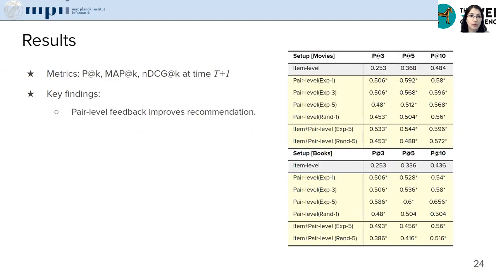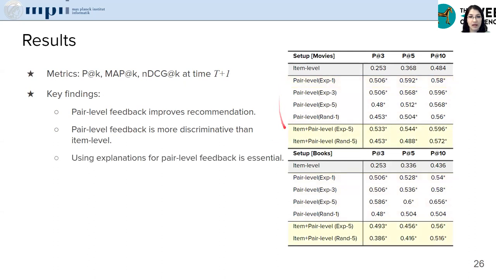We compared the performance of different configurations using three different metrics. However, here we present only the values of precision at K because the trends were similar for other metrics. According to this table, the most salient observation for both domains is that including pair level feedback, which corresponds to all the rows highlighted in yellow, results in substantial improvement over the baseline where we consider only item level feedback. The next interesting finding is that when the size of the item level and pair level feedback is the same, incorporating only pair level feedback leads to a higher gain in recommendation performance. So this shows that pair level feedback is more discriminative than item level.